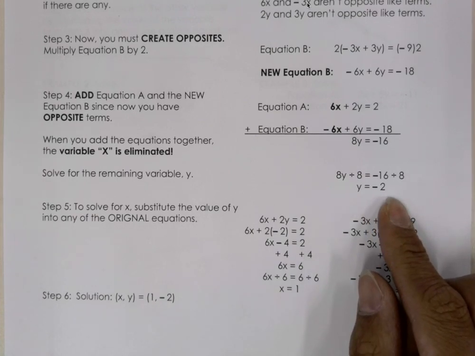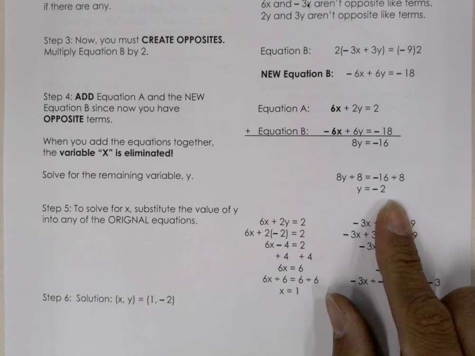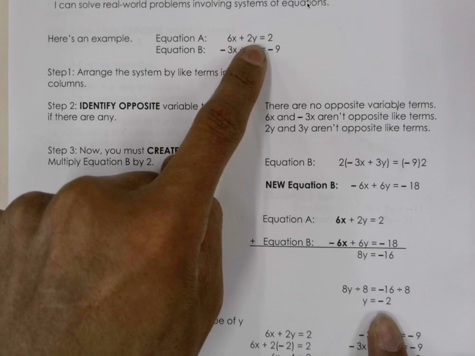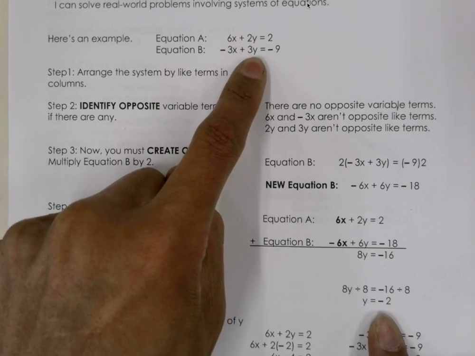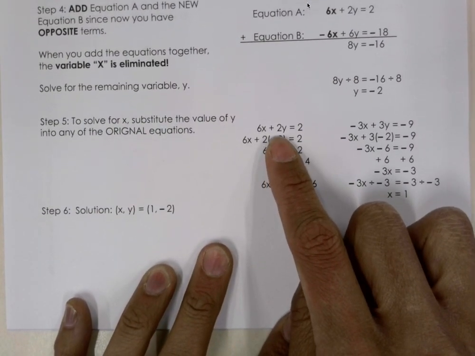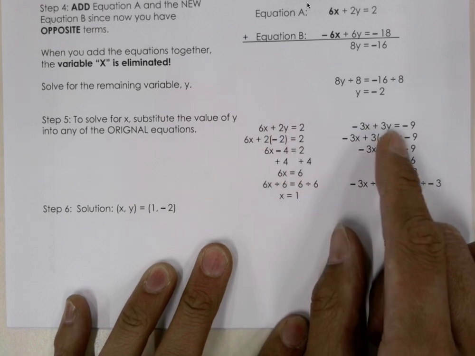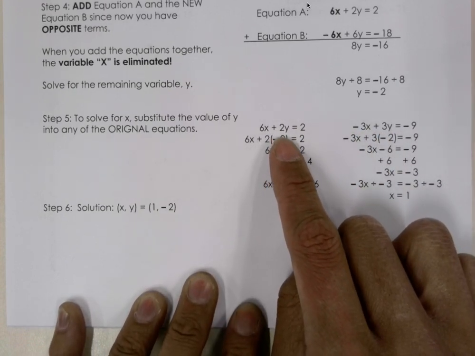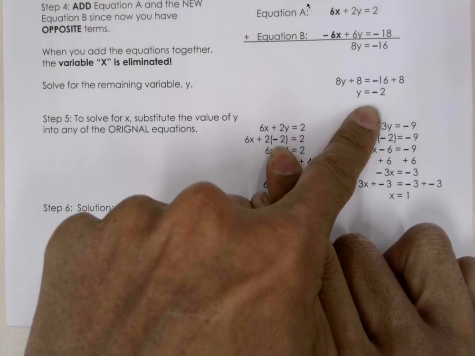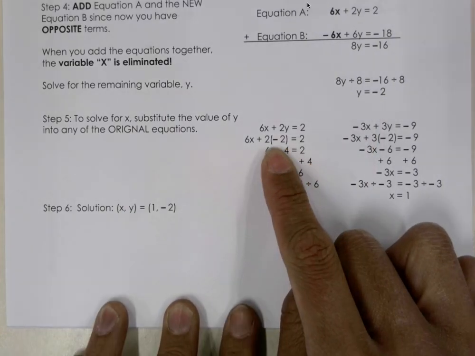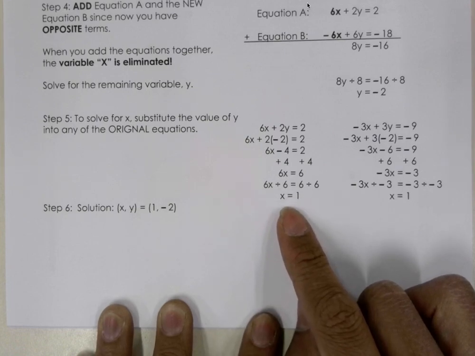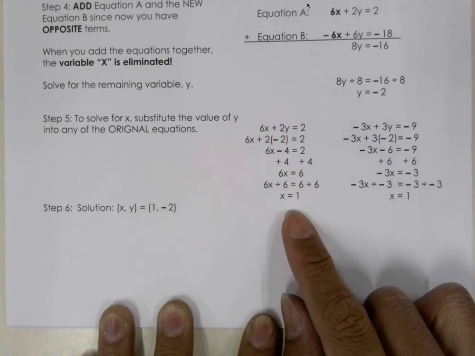Great. Now we need to find the x. So how can we do that? You can take that negative 2 and you could plug it into equation A, or you can plug it here into equation B. Okay. So in our example, we've done it for both equation A and equation B. You'll notice here, instead of y, we multiplied 2 by negative 2, what we found y to be. And then we solved for x. X is equal to 1 after we solve for x.